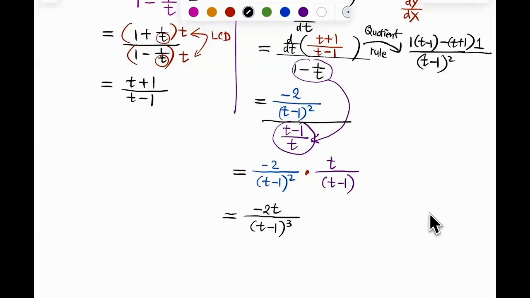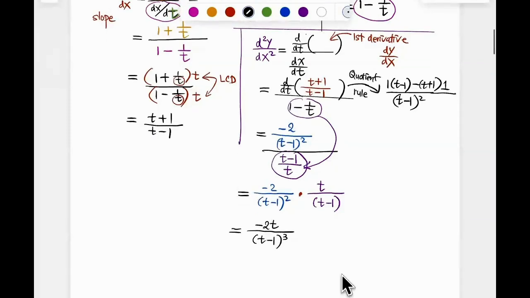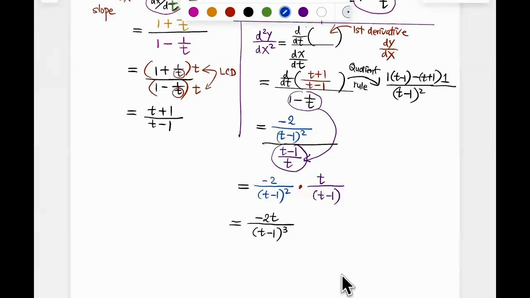We want to see the concavity, right? So how can we see? This is the second derivative. It's supposed to help us see the concavity. So we need to see when this will be positive or negative. Again, let me remind you, concavity: if the second derivative is positive, then it's going to be concave up. And if it is negative, it's going to be concave down.